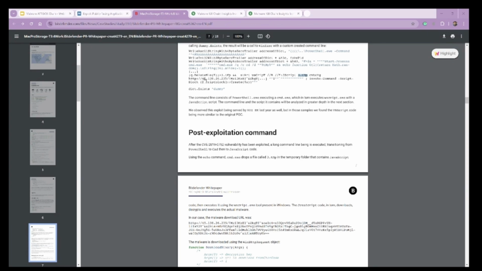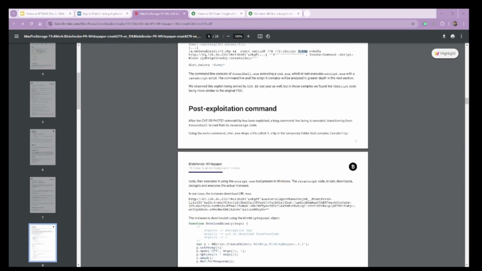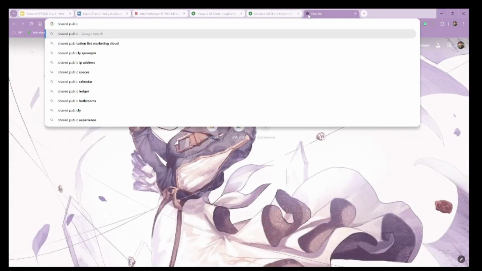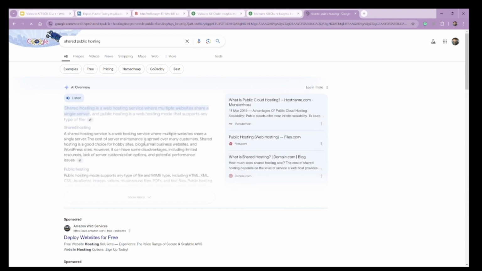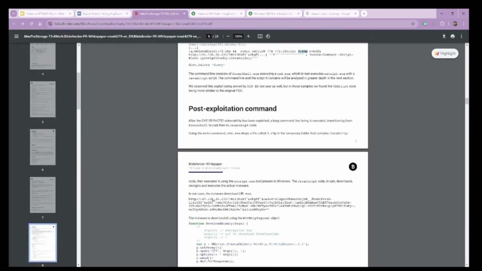Now, this particular C2 IP address is unfortunately an IP address, not a domain. When you write detection, you generally don't write it for IP addresses because multiple domains can resolve to the same IP address. There's something called shared public hosting, where multiple websites share a single server, so their IP address remains the same. If you block this IP address and some other benign website is running on it, it will also get blocked. So ideally you don't write detection on IP addresses, just on domains.